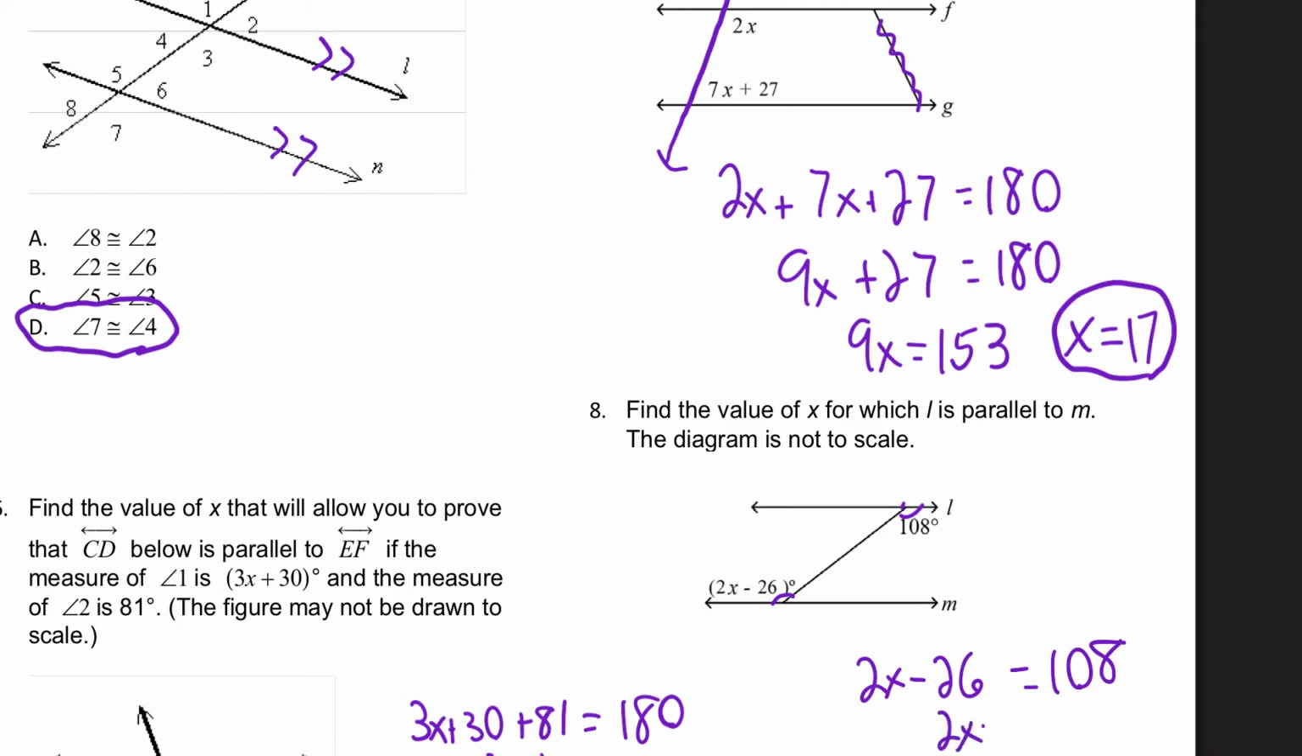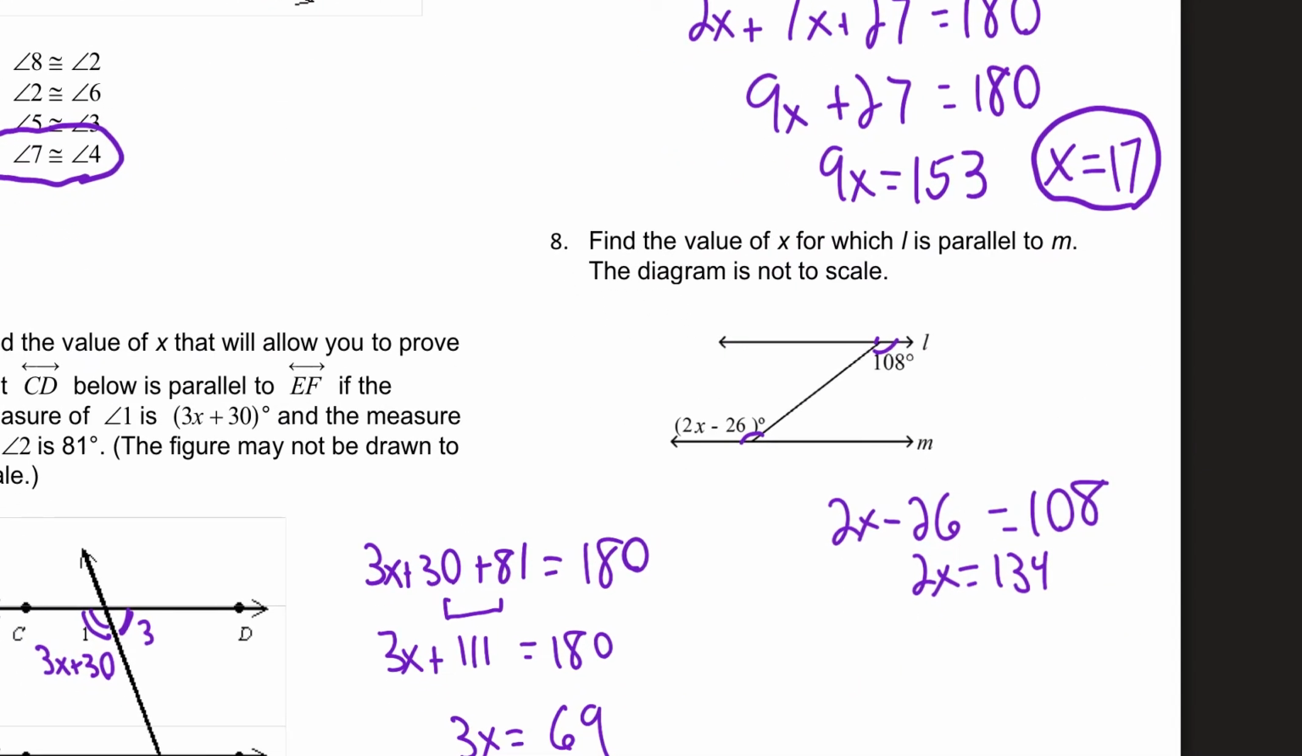So 2x equals 134. And x will equal 67. Very good. All right, let's move on.